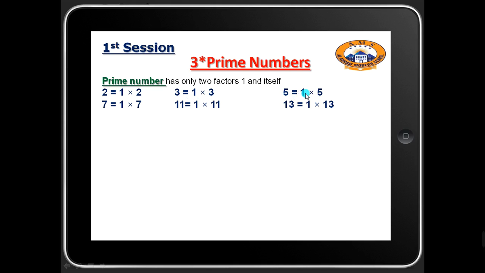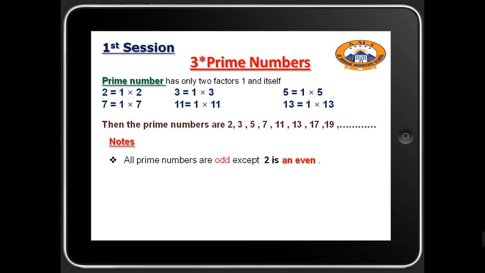5, 1 times 5. 7, 1 times 7. So this set of numbers is considered prime numbers. The set of prime numbers are 2, 3, 5, 7, 13, 17, 19, 23, and so on. There are some important rules that you have to remember about prime numbers.